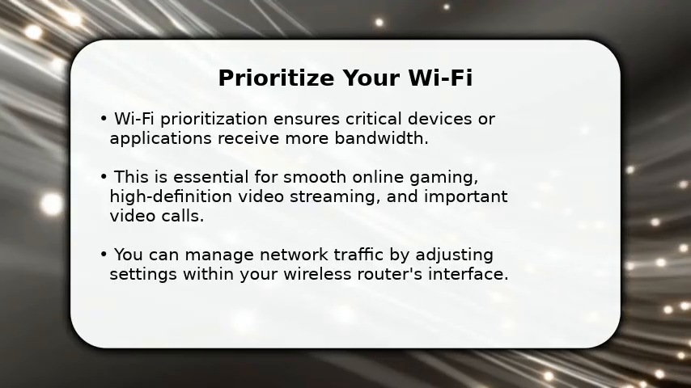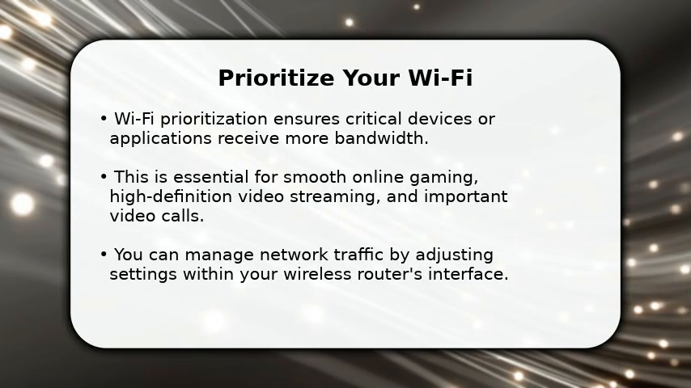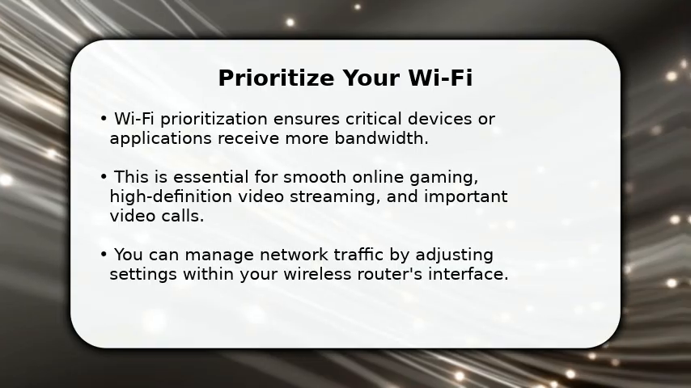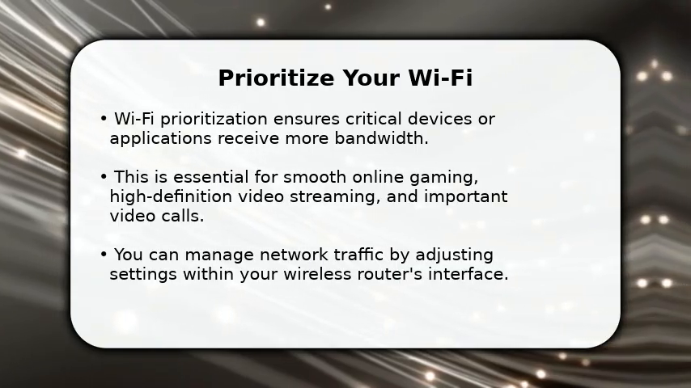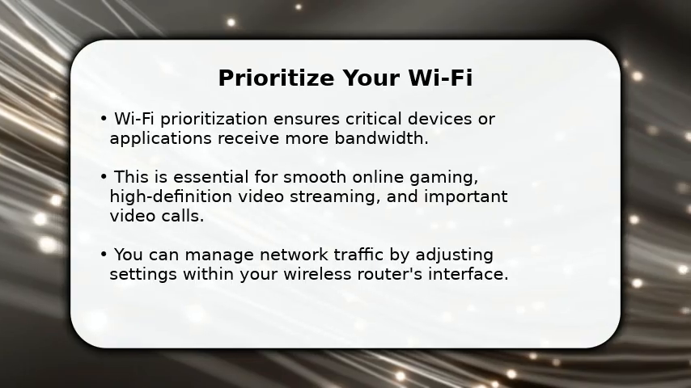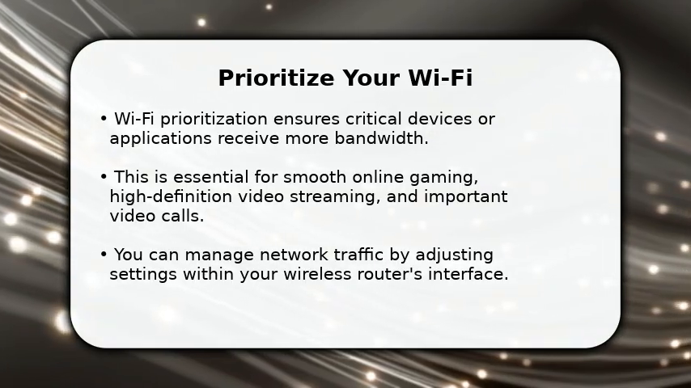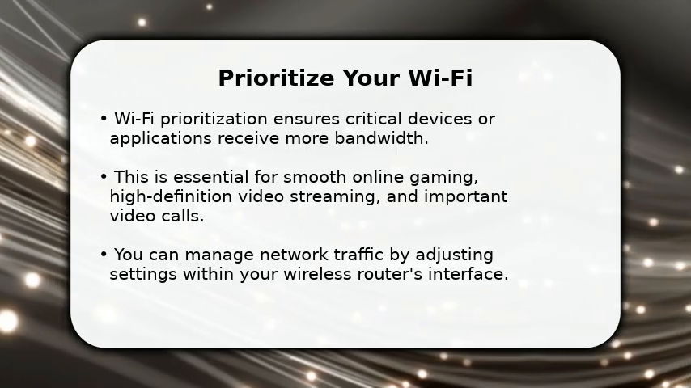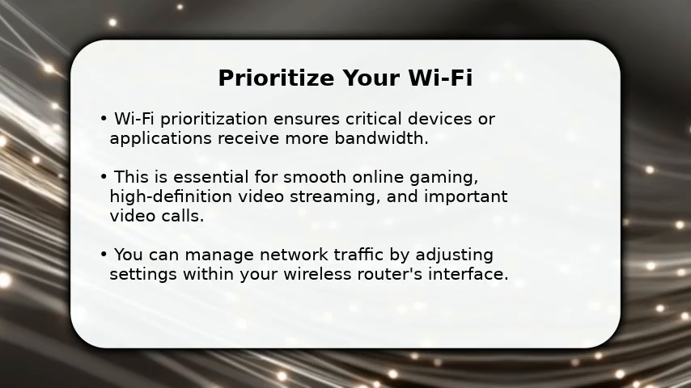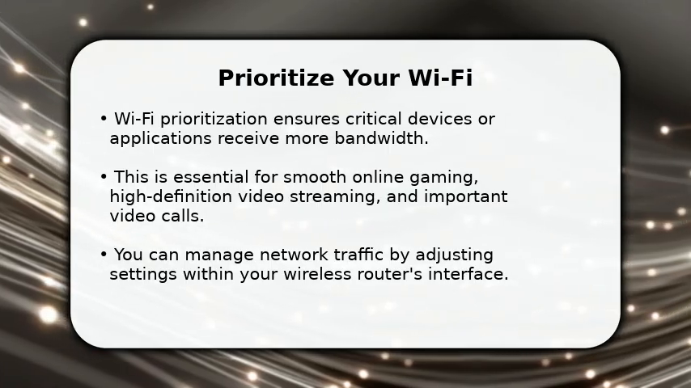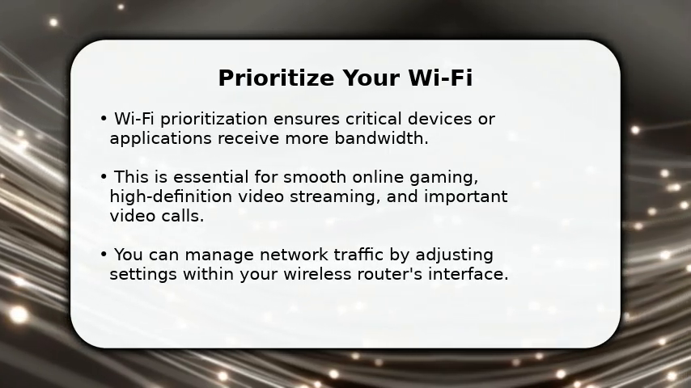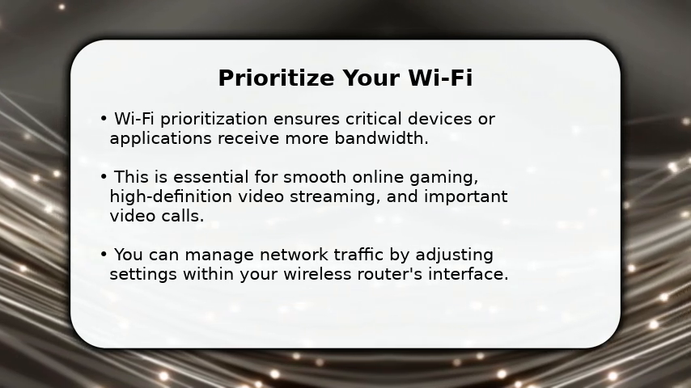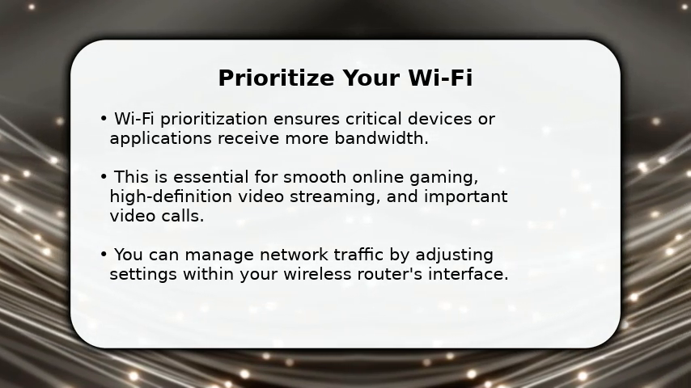Enjoy the video. In this video, I will explain how to get priority on Wi-Fi. Prioritizing your Wi-Fi connection means you can ensure that your most important devices or applications always receive the necessary bandwidth. This is incredibly useful for activities like online gaming, where every millisecond counts, or for streaming high-definition video without annoying buffering. We will guide you through the steps to adjust your router's settings, giving you more control over your network's performance and ensuring a smoother experience for your critical tasks.